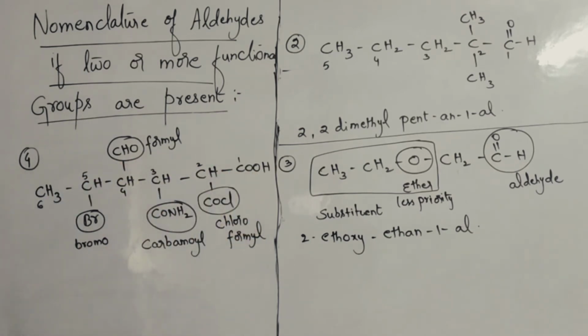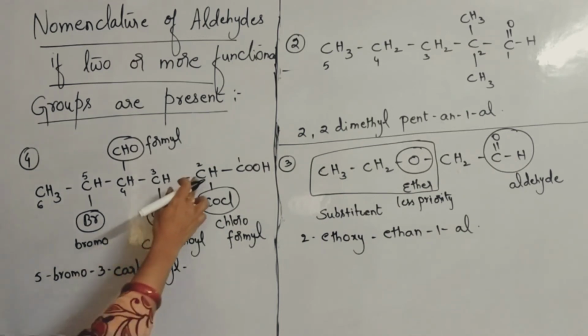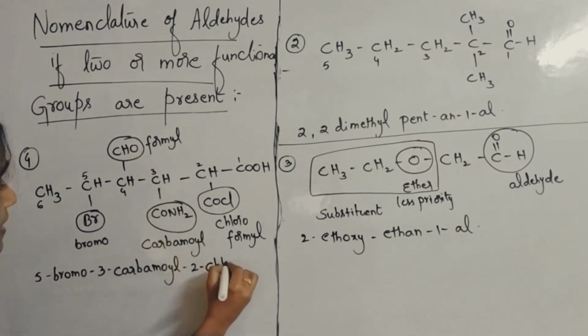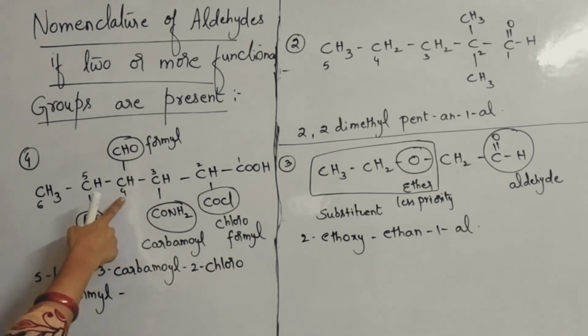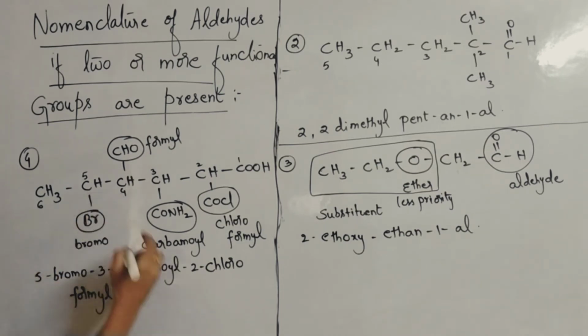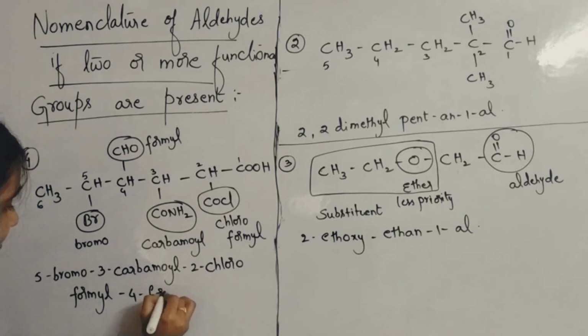So what are the positions? You check the positions. 5 bromo. Then carbamoyl is present in the 3rd position, 3 carbamoyl. And then chloroformyl is present in what? 2nd position, 2 chloroformyl. Then normal formyl is present in what? 4th position. So 4 formyl.